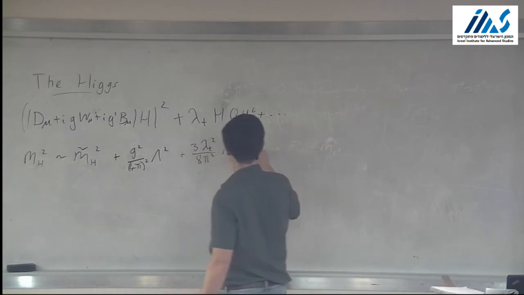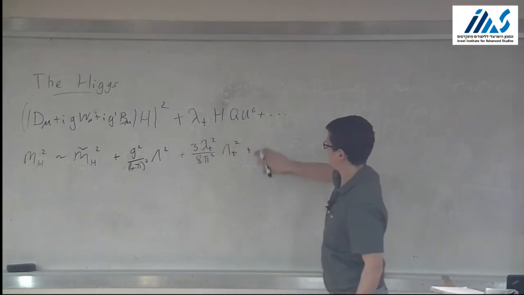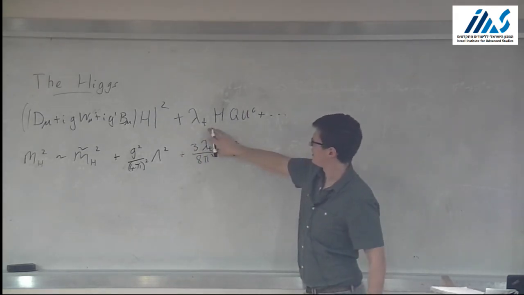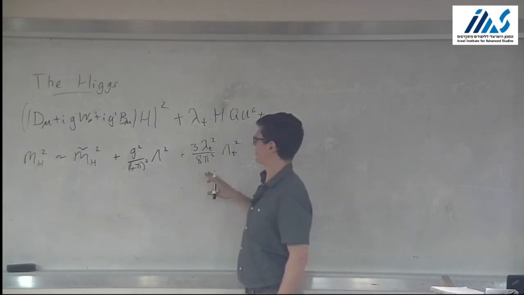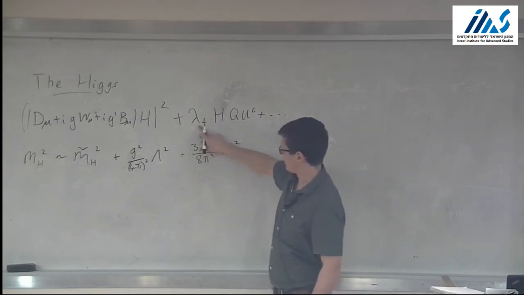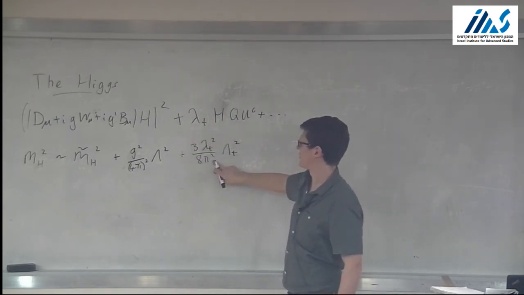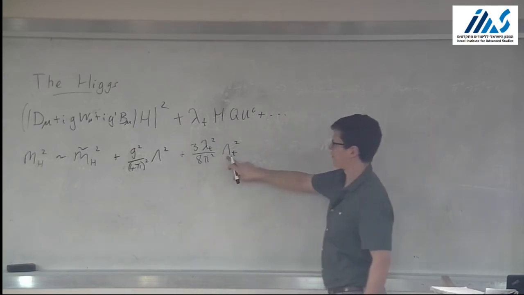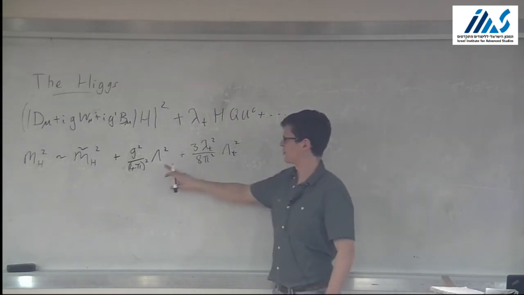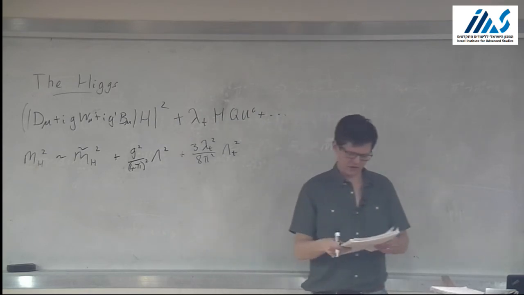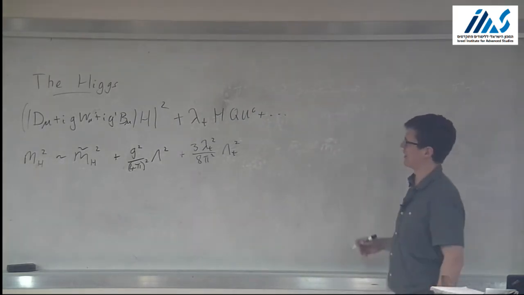Let's call it lambda top squared. Plus corrections now here, interactions here which naively give us corrections that scale like this. And we don't know if the cutoff, the scale of new physics, in both sectors, the gauge and the quark sector, is the same. So this is just analogous.